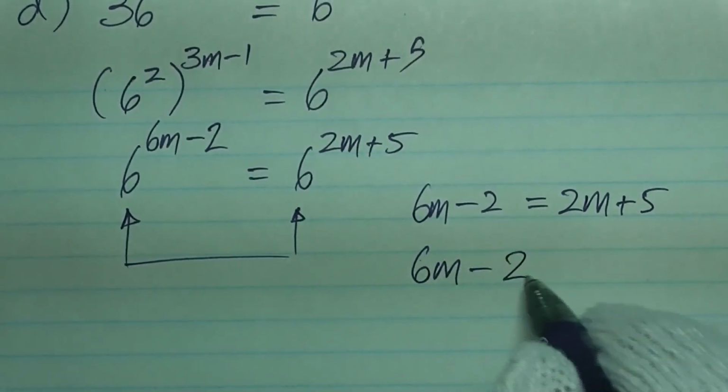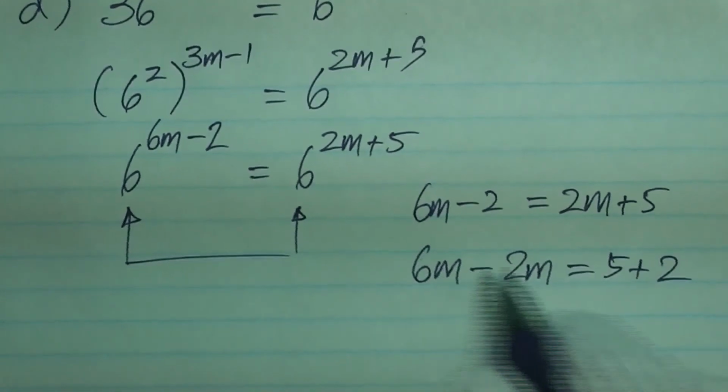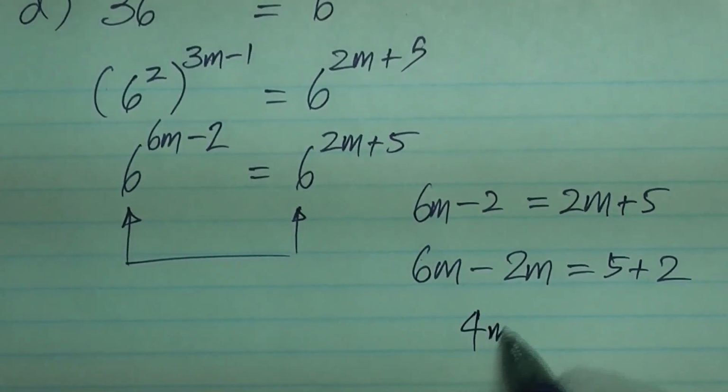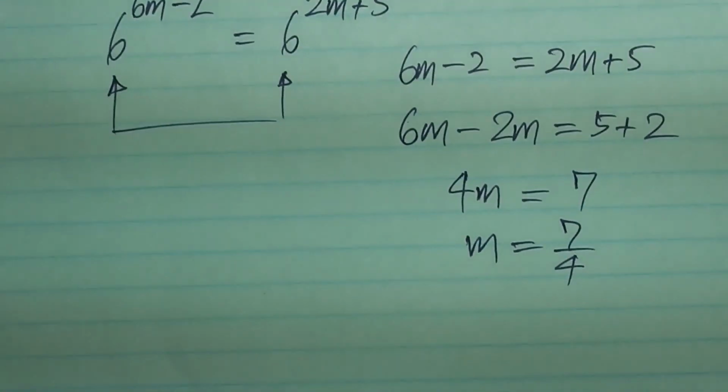Six m minus 2m equals 5 plus 2. 6m minus 2m is 4m. 5 plus 2 is 7. M is equal to 7 over 4.